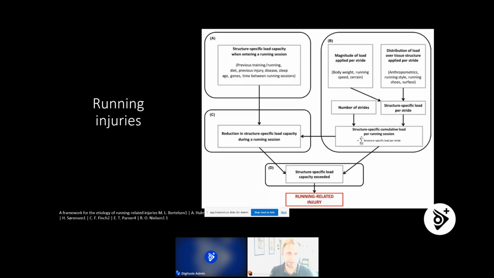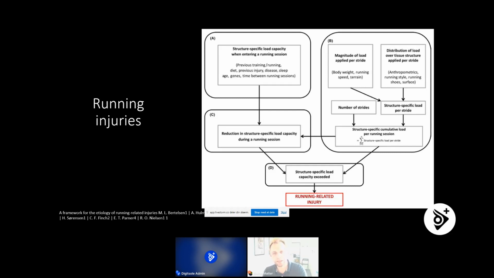Some Danish guys made this really nice model again a few years ago about what the aspects of running injuries are. This model is built up around point A, the structure specific load capacity when entering into a running session. So that is what our body is actually able to take in when we go into the running session, and that is based on how our training was in general, how our diet is, whether we had any previous injury. That is one of the big factors in relation to having a running related injury, that we were previously injured. Do we have diseases, how do we sleep, age, genes, and all these aspects related to point A have something to do with the structure specific load capacity when we go into the running session.